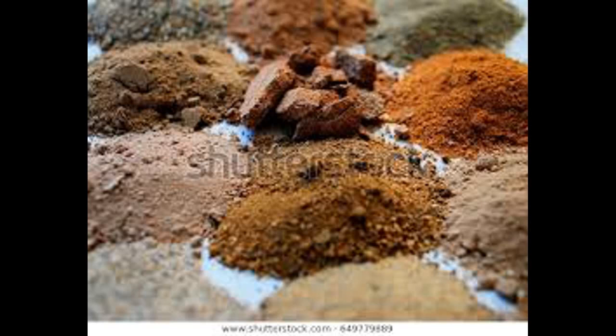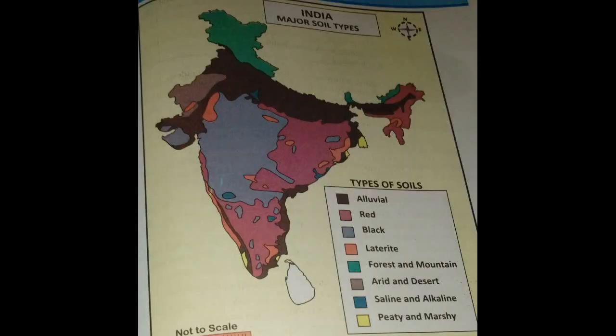There are 8 major groups of soil, that is alluvial soil, black soil, red soil, laterite soil, forest and mountain soil, arid and desert soil, saline and alkaline soil, peaty and marshy soil. These are the 8 types of soils. Through the India map, you can see where these types of soil can be found more. See in the map, I'll show you the map now.